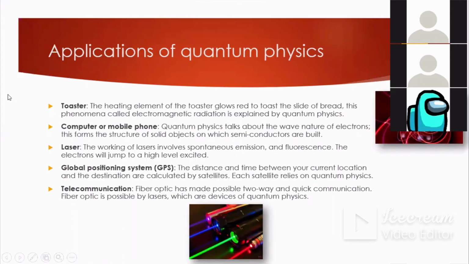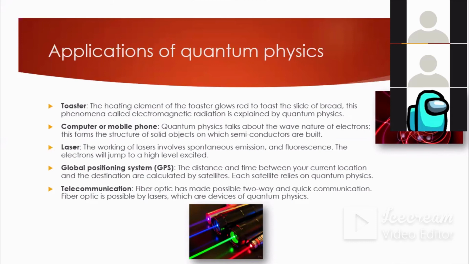Here we're going to explain and show you some examples of applications of quantum physics in everyday life. First, the toaster. The heating element of the toaster glows red to toast a slice of bread. The rod in the toaster gets hot, which in turn is responsible for toasting the bread, and it is a clear example of the use of quantum physics.